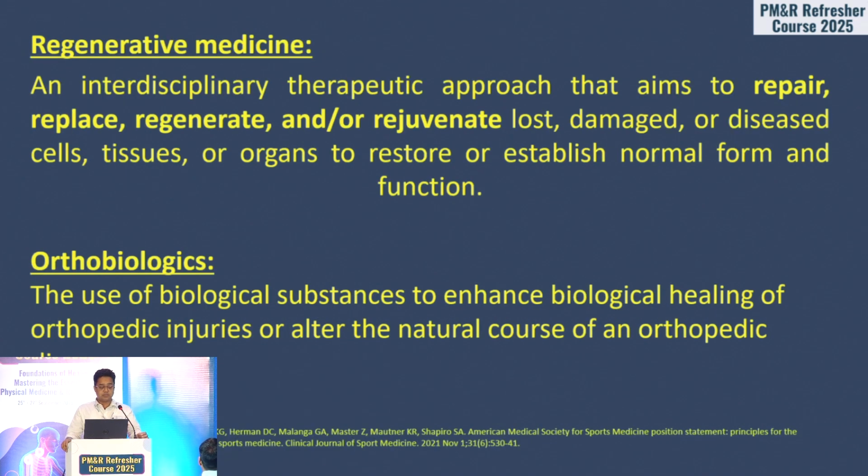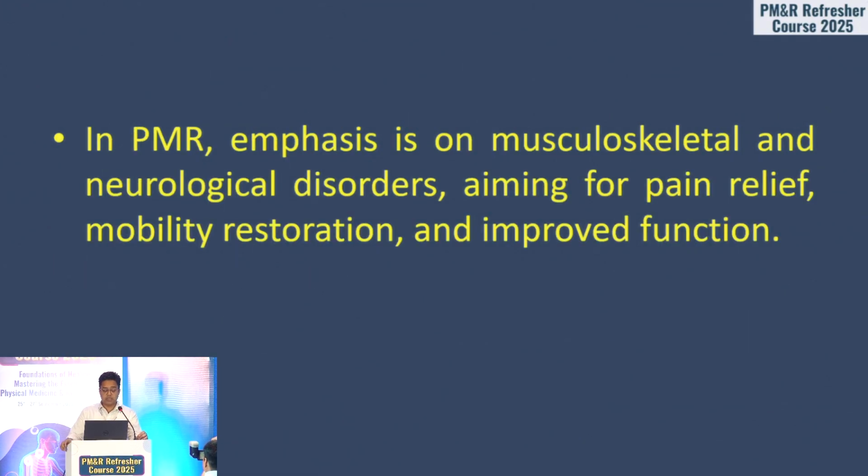So start with the definition. Regenerative medicine is an interdisciplinary therapeutic approach that aims to repair, replace, regenerate or rejuvenate lost, damaged or diseased cells, tissue or organ to restore or establish normal form and function. And what are orthobiologics? The use of biological substances to enhance biological healing of orthopedic injuries or alter the natural course of an orthopedic disease. In the PMR perspective, we emphasize musculoskeletal and neurological disorders, aiming for pain relief, mobility restoration, and improved function.